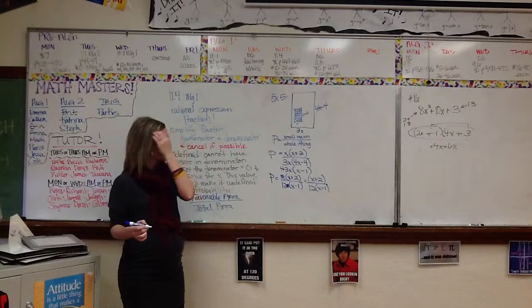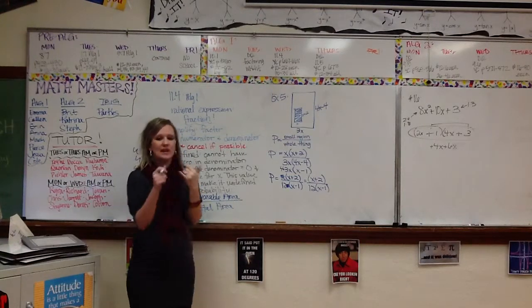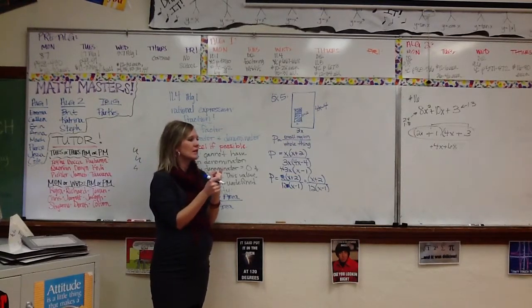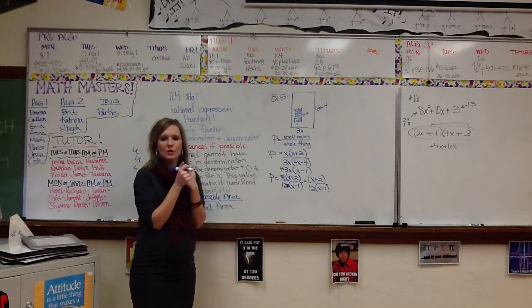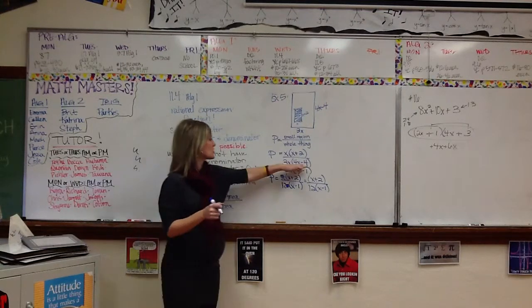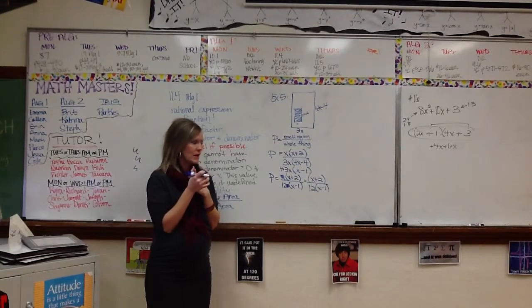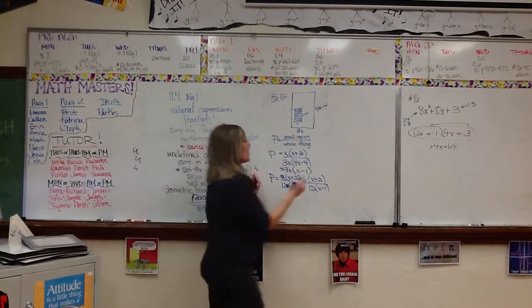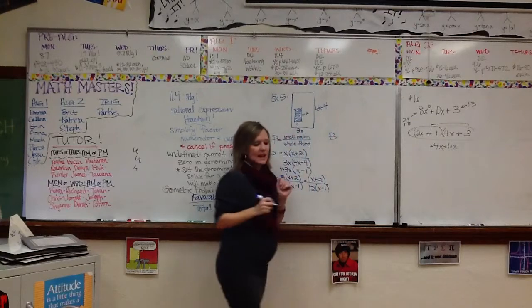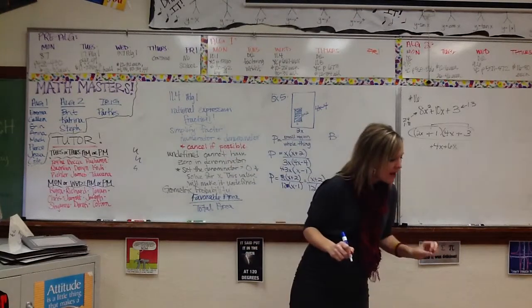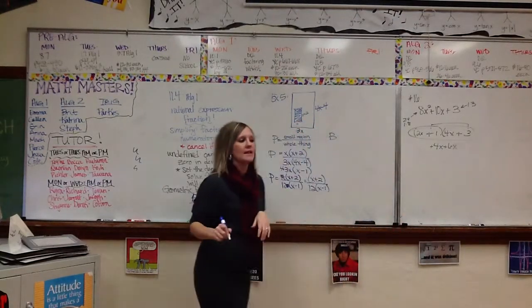There's part A. We set up our geometric probability. We factored as far as we could. Alyssa took this one farther. Then we canceled. Okay? Now on part B, it says evaluate the model when x is 10.